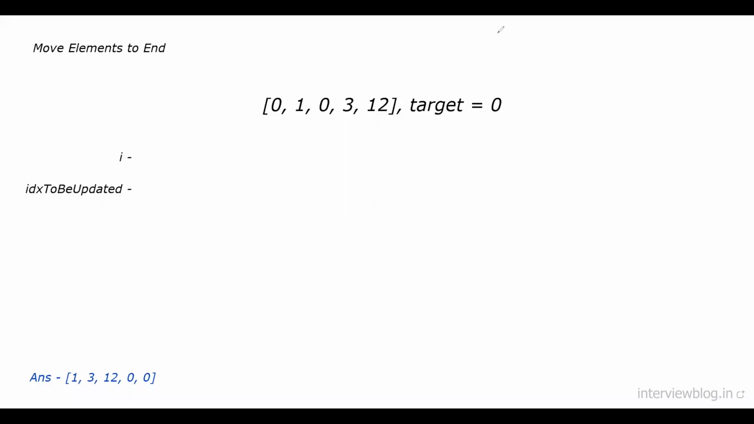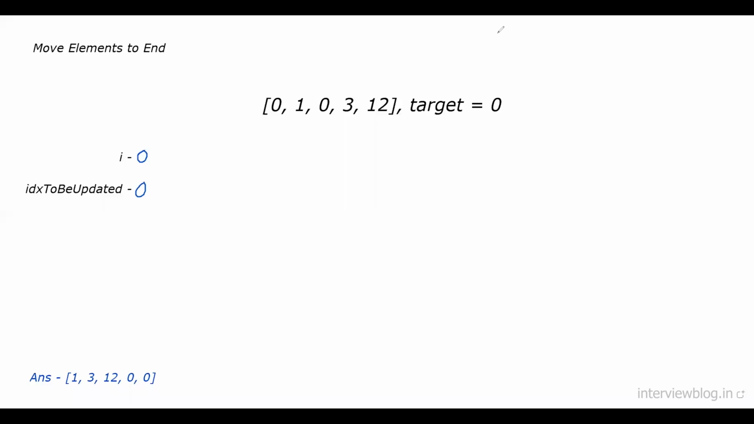So to solve this problem, I will be using the simple two-pointer technique. My first pointer, i, is going to traverse the given elements of the input array one by one. And my second pointer, index to be updated, is going to keep track of the index that needs to be updated. So initially, both of these pointers would be pointing to the first index, that is 0.